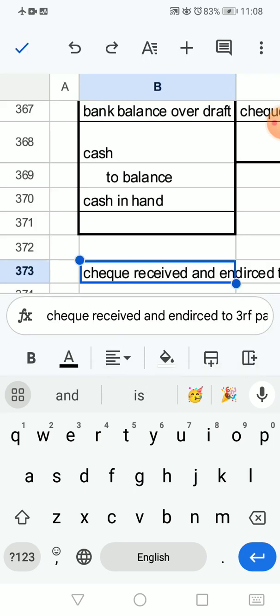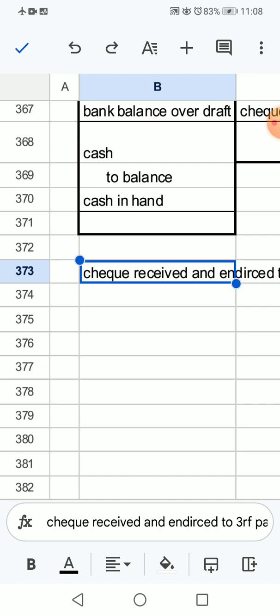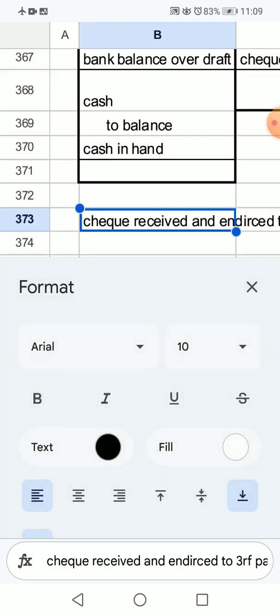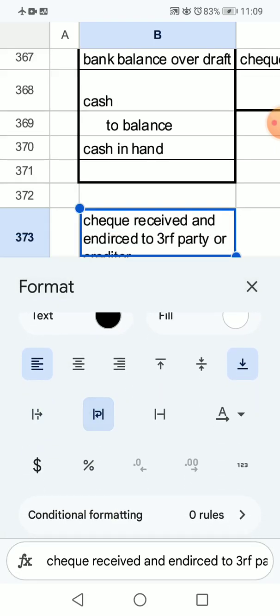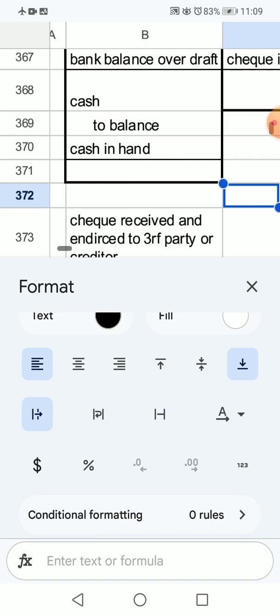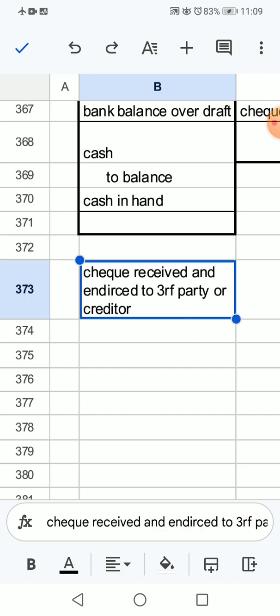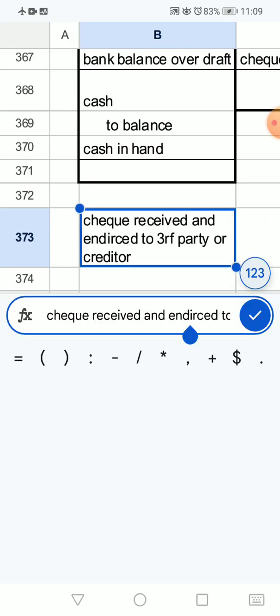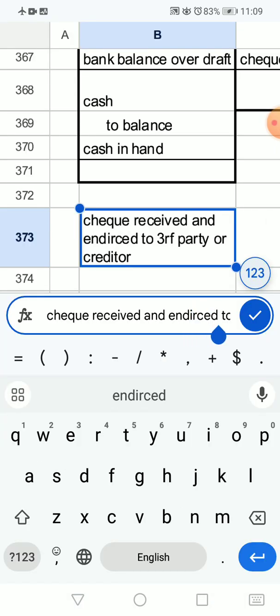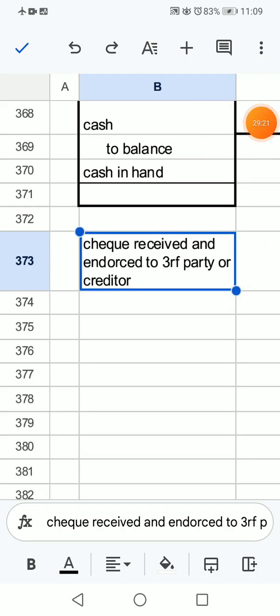Please understand it at first stage. What we are going to do, we have received a check, but that check has not been kept with us, and you have transferred that check to the third party. Check received and endorsed. Endorsed spelling should be written correctly. So we have written check received and endorsed to third party.